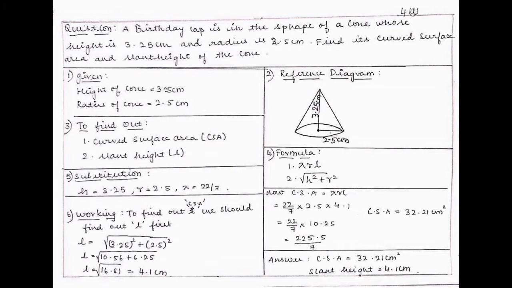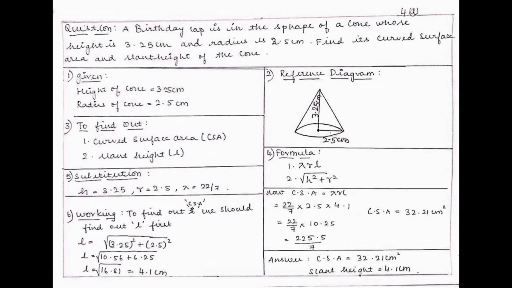So node 1, and the question is: a birthday cap is in the shape of a cone whose height is 3.25 centimeter and radius is 2.5 centimeter. Find its curved surface area and slant height of the cone. First, we should write what is given in the question. So the given is height of the cone is equal to 3.25 centimeter and the radius of the cone is 2.5 centimeter, and this is the reference diagram of that question. Next, third, we have to write what should be found out. Here they have asked to find the curved surface area and the slant height of the cone.